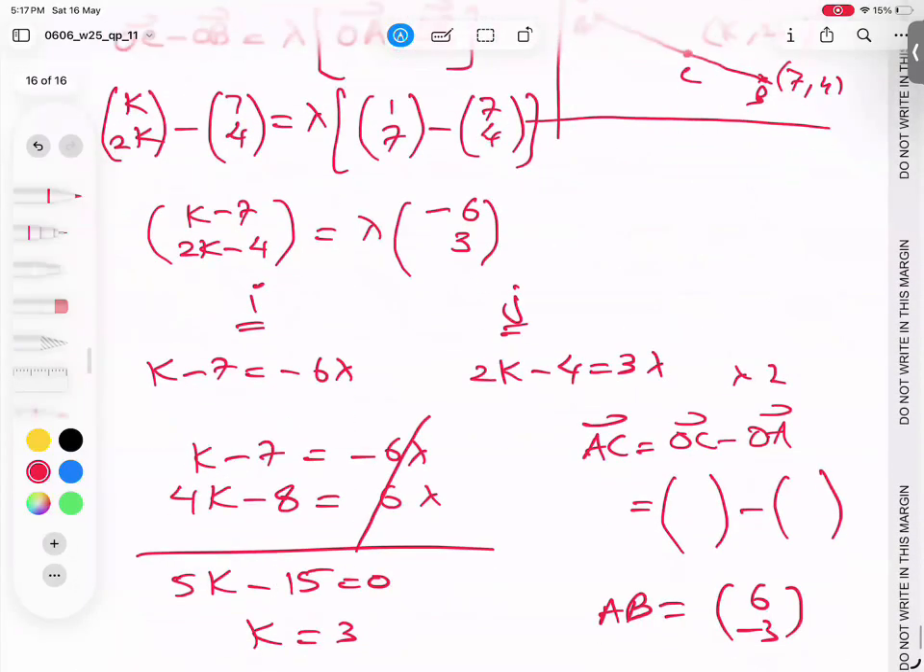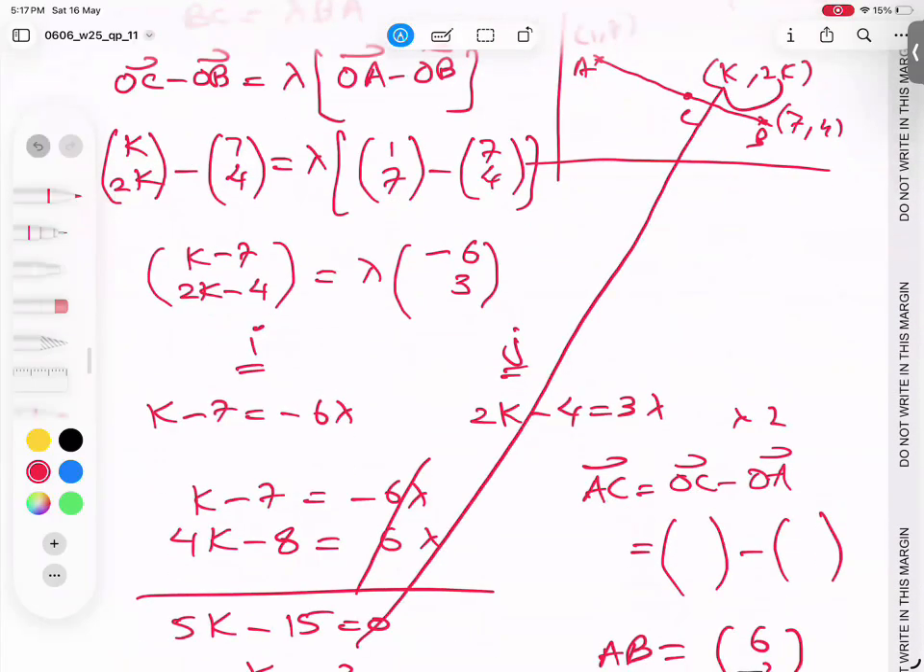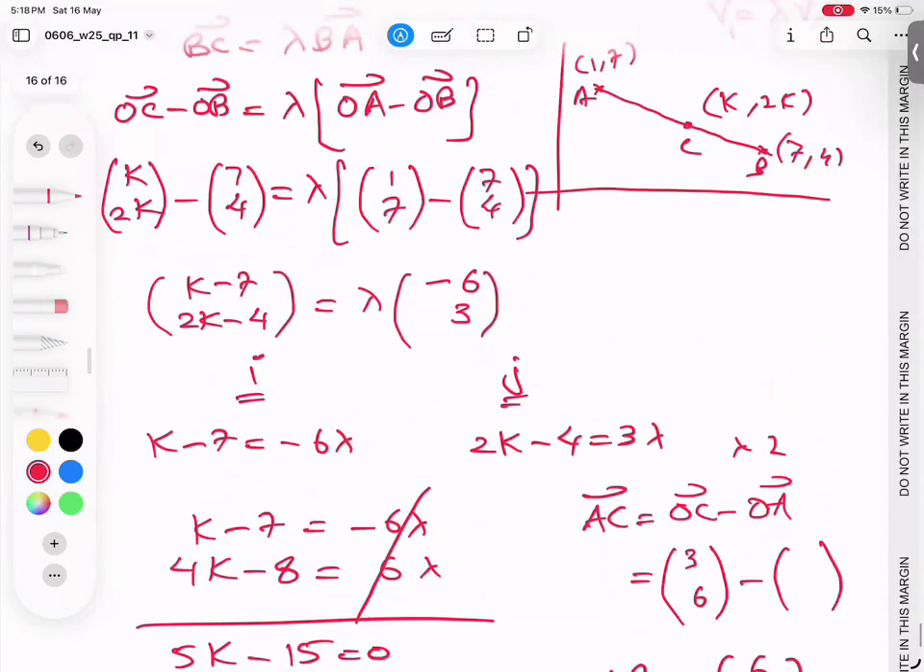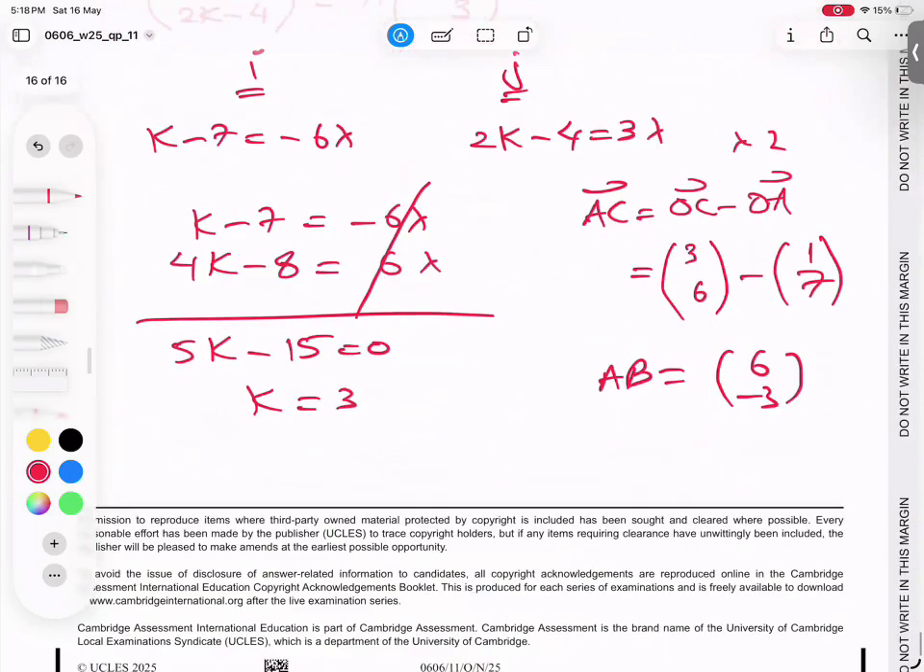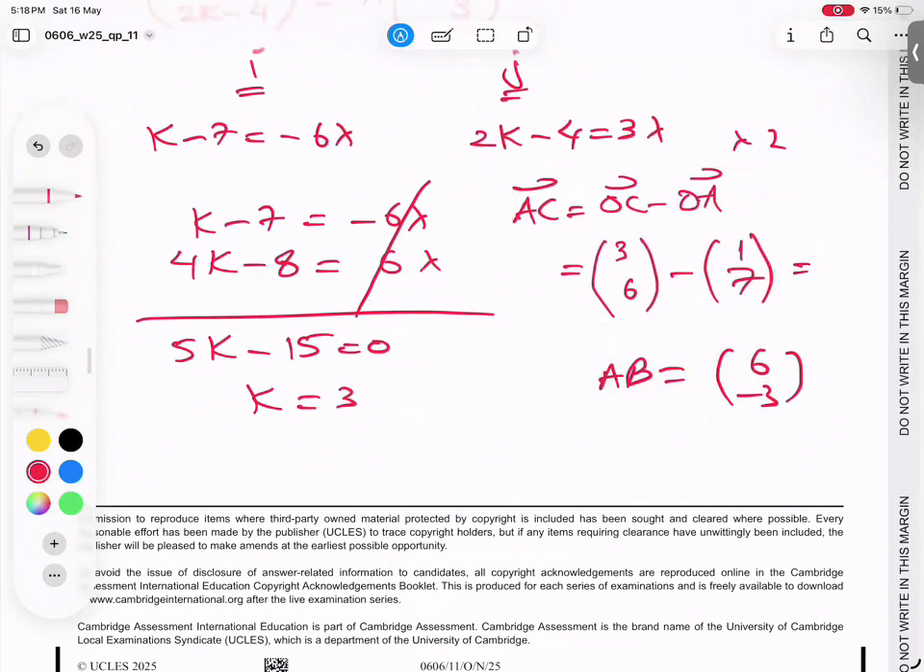So K and 2K, I'm replacing here 3 and here 6. And OA is what we have? OA is 1, 7. So I'm finding, students, this now. This is giving us 2. This is giving us -1. And now we can see that AC and this one. So bigger numbers are here.